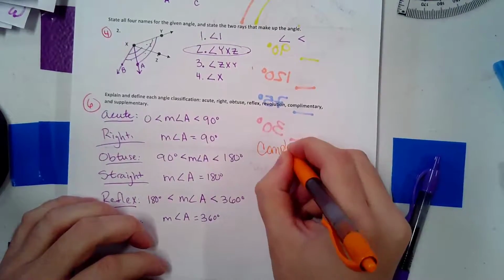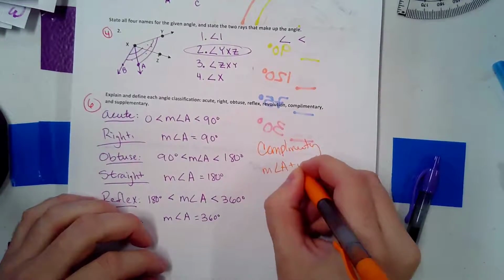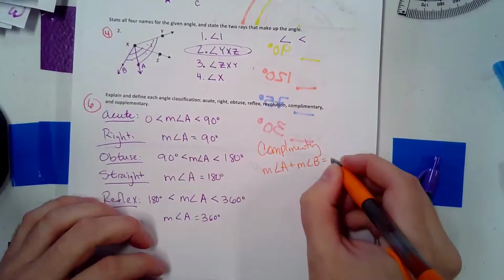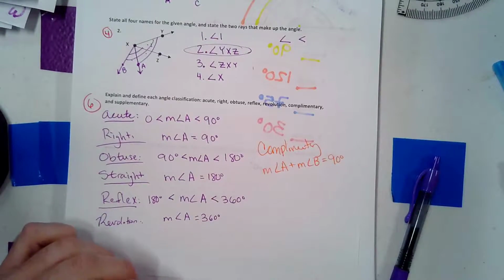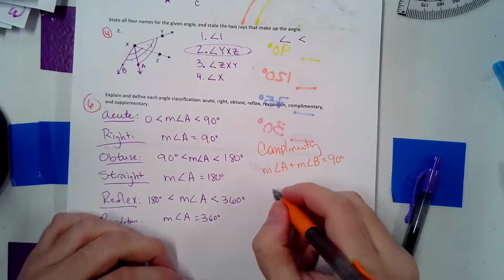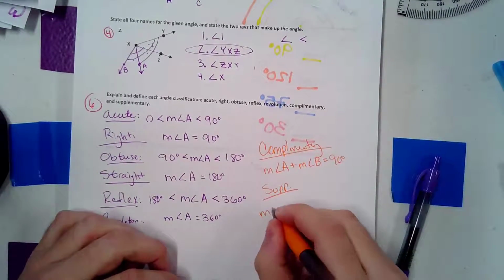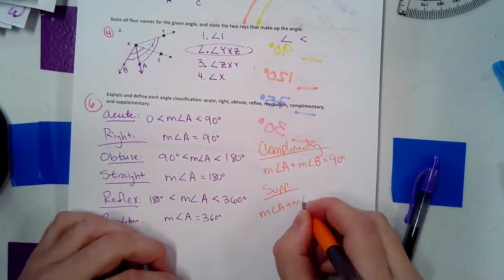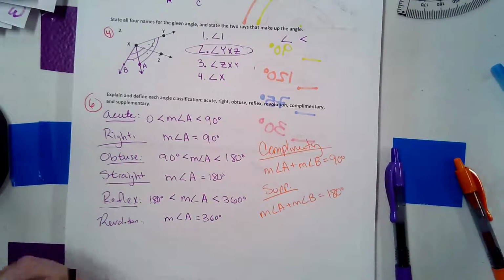Somebody tell me what complementary means. So angle A plus angle B equals what? 90. Right? If A and B are complementary, then their angle measures equal 90. And then supplementary is what? If A and B are supplementary, then what must they add up to? 180. So make that 8 points.